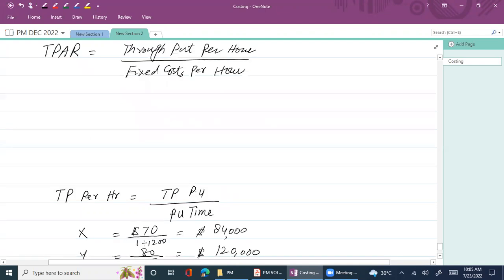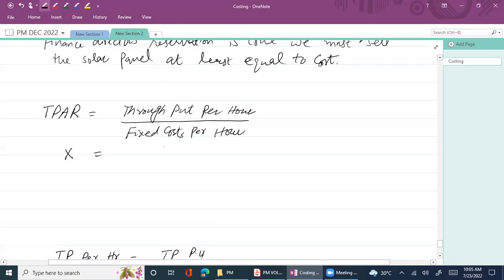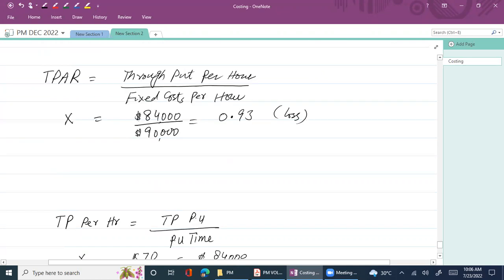So when we have all the things, 84,000 divided by 90,000. Both figures are in dollars, so the dollar will cancel out. Therefore, this is a ratio. So what will be the answer? This ratio will be less than 1, which means that we are earning 84 per hour, but we have a cost of 90 per hour. So ultimately, we have a loss. So this shows a loss, that this product is not profitable.